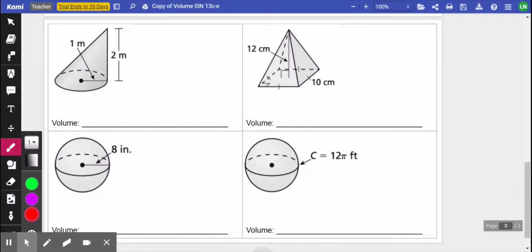All right, hello. So here we are for our second note page for the week. These are our 4 practice problems. So in the very first one here, we have a cone. We know that because it has a circular base.